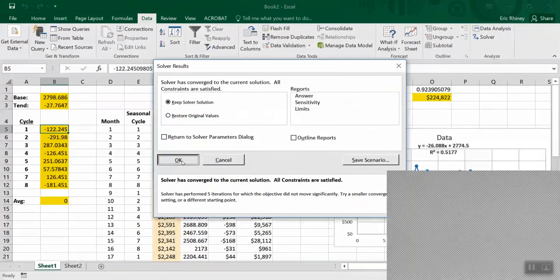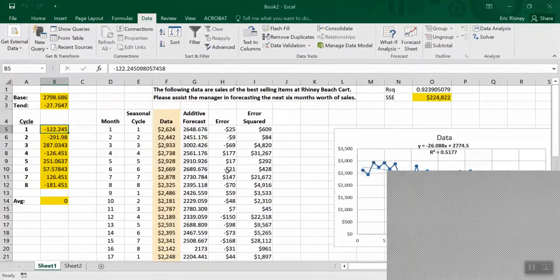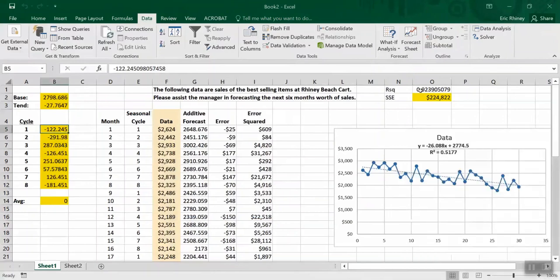All right, now that looks much better. And we hit OK. And we could see here, look at our R squared. Our R squared went up to 0.924. Wow, much better. One of the things I want you to just look at here is our base. Our base is really similar and close to what we had in our linear trend line. Look at that. And our trend is really similar to our beta weight in our trend line.